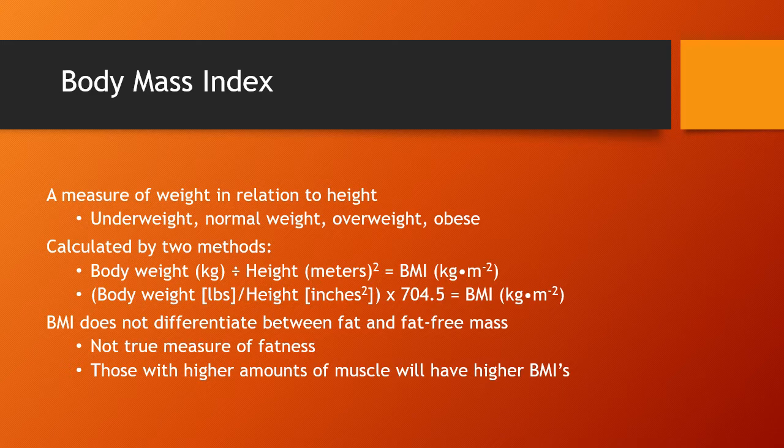Now, we have a second type of calculation, which is our body weight, measured in pounds, divided by our height, converted to inches squared, times 704.5, which again gives us our BMI value. Now, both of these calculations do have some standard error based upon our overall true body composition.